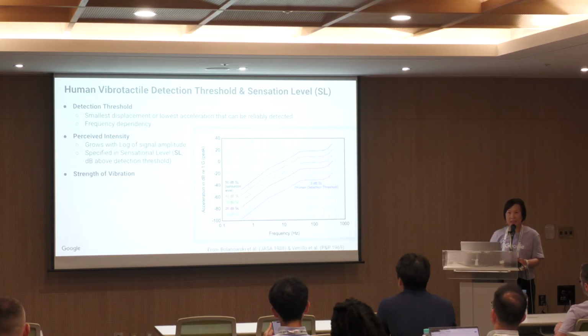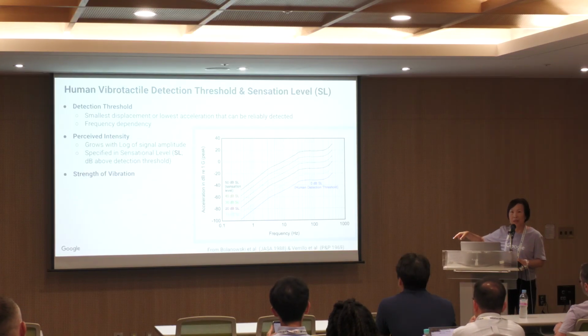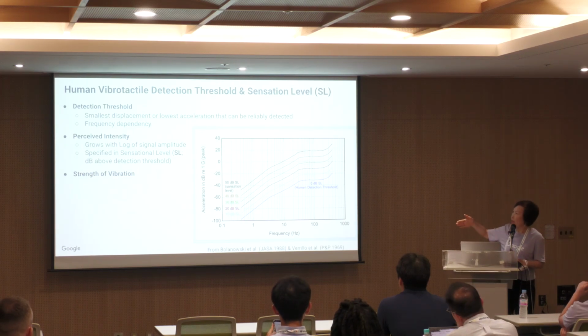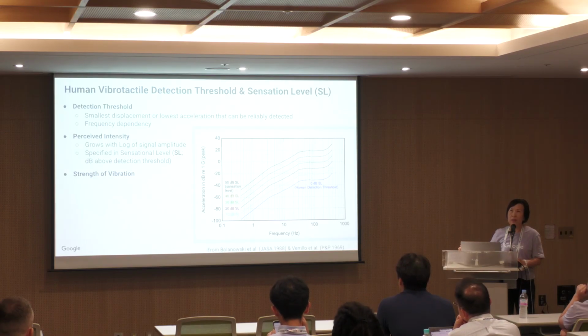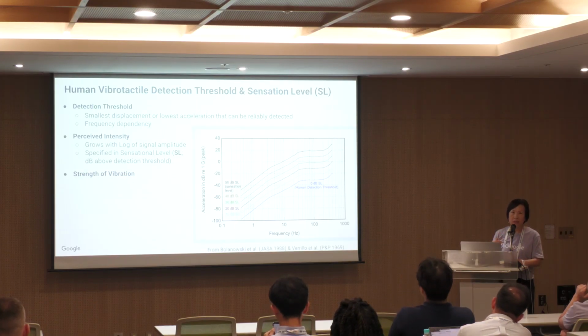So to make things easier, because we all like to think about things in linear space, you can see the ordinate of this plot is in dB scale. So we can convert everything to the log of amplitude. So here I have acceleration in dB relative to 1G peak, and I plot it on log scale. Then we can talk about the sensation level of signals. And we specify intensity in terms of how many dB above detection threshold a signal is.